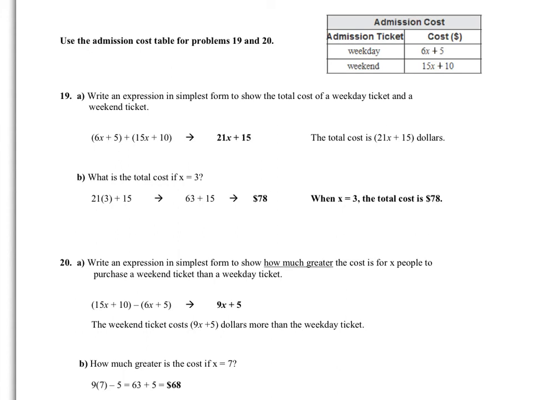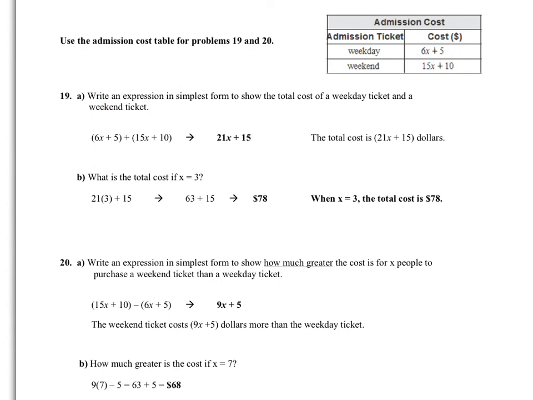All right, number 19. Says, use the admission cost table for problems 19 and 20. Here we go. Admission cost, admission ticket for weekday and weekend. Cost for a weekday is 6x plus 5. Weekend, holy skyrocket, 15x plus 10.